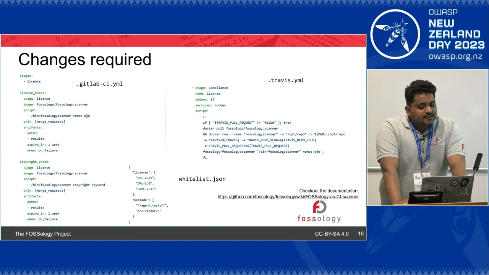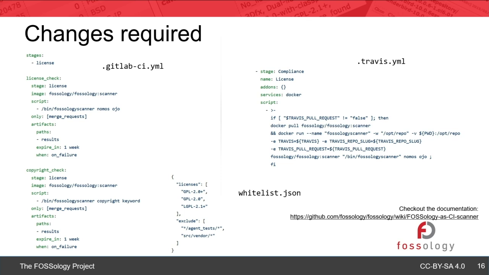There are very simple changes required in your CI files. You can see both the GitLab and Travis files, and these changes are required in them. I have also added the link where you can find this code on the left side below. You can see there is a whitelist.json file. This is needed because whatever licenses you would like to distribute your software with, you need to provide here in the whitelist.json file.